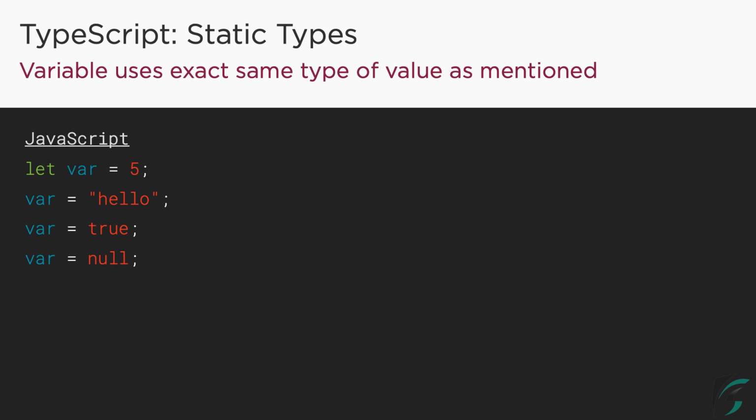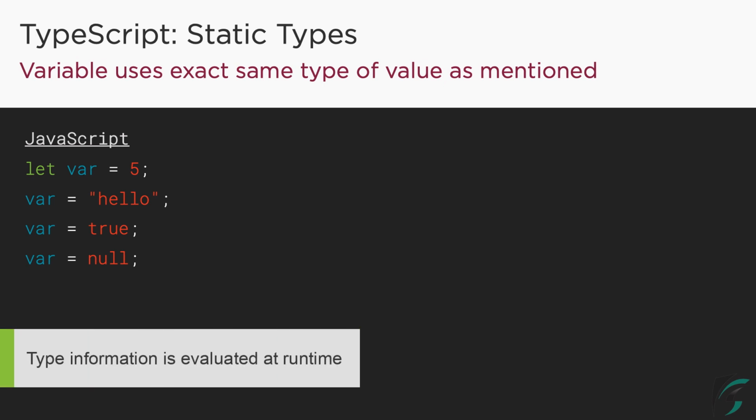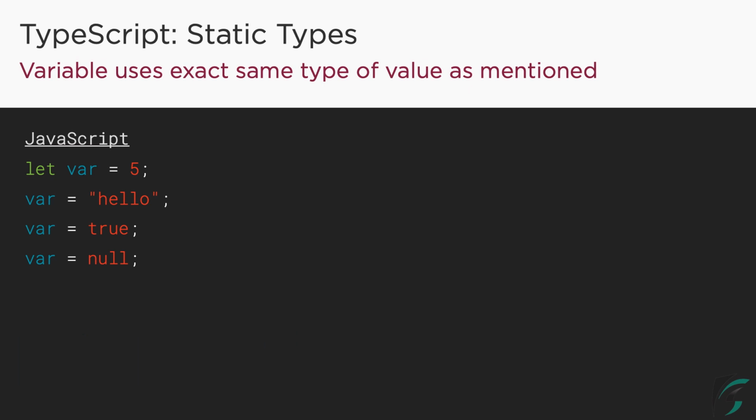JavaScript is an interpreted language. All the type information is evaluated at the runtime. Debugging complex applications at such time becomes very inconvenient and complicated. TypeScript has addressed this exact issue of JavaScript.